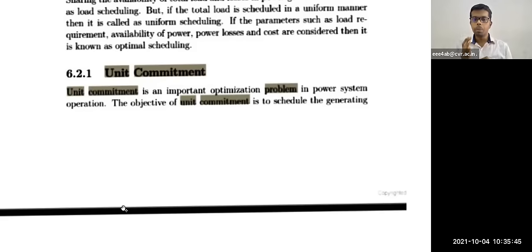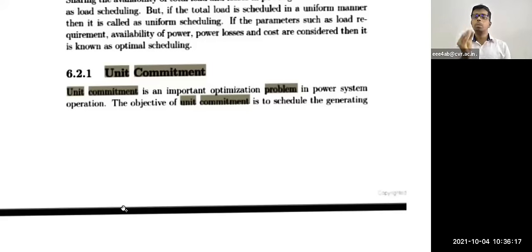So the unit commitment problem is defined as committing the generating units to meet the demand, and also with certain constraints satisfied. Whatever constraints you are taking into account, those constraints also you should satisfy. The definition is very simple, from the name itself you can write it. Committing the generating units to meet the demand with certain constraints, that is called the unit commitment problem.